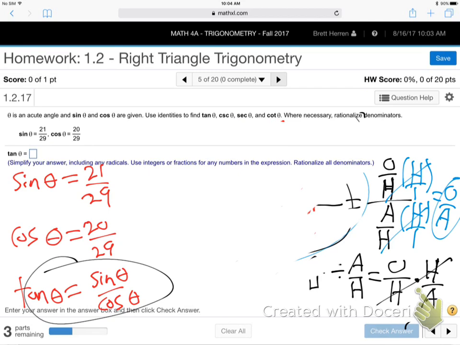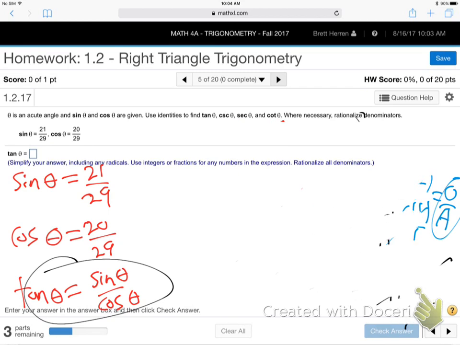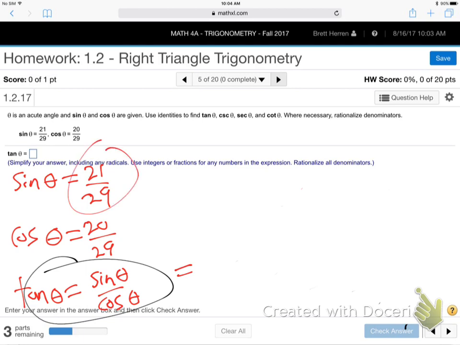So, tangent is just sine over cosine. We're getting a lot of things that you want to know. You want to have these memorized. So tangent is sine over cosine. So what does that mean? That means I just take sine, 21/29, over cosine, 20/29, like that. That's how I can find tangent. They gave me sine, they gave me cosine. They're asking for tangent. So I just put sine over cosine.